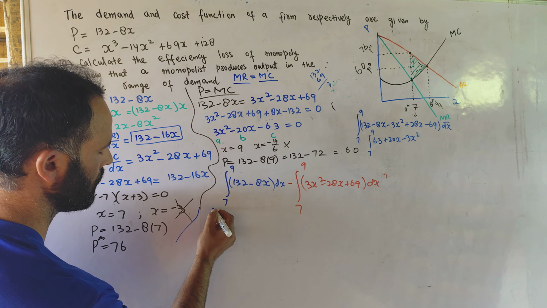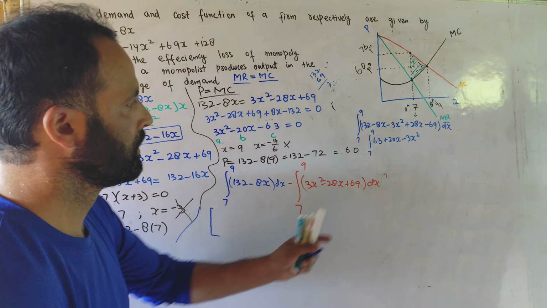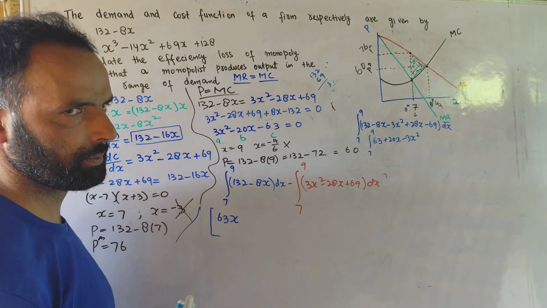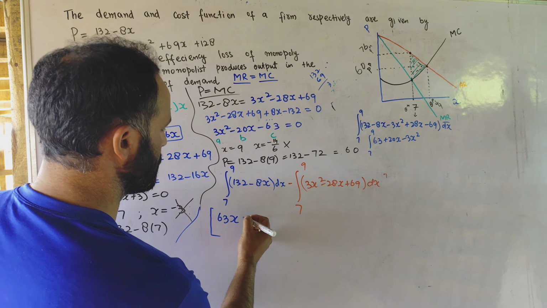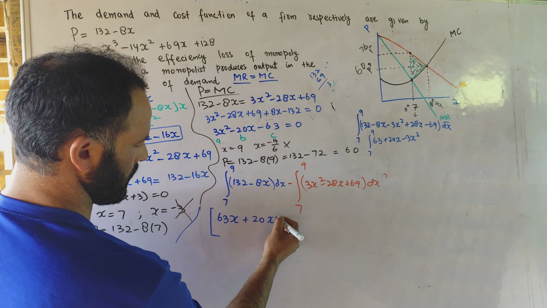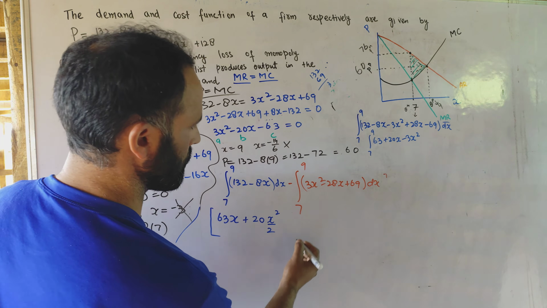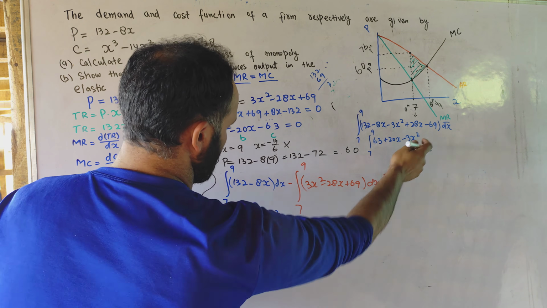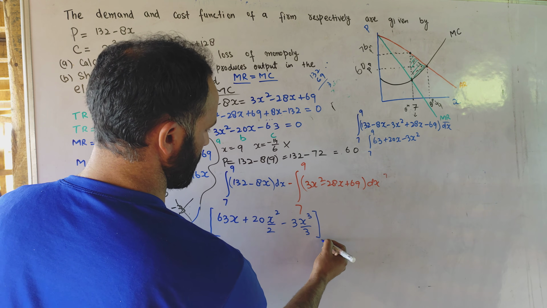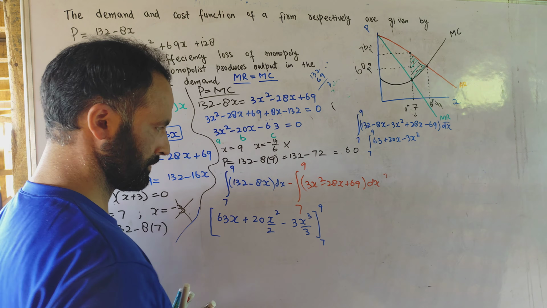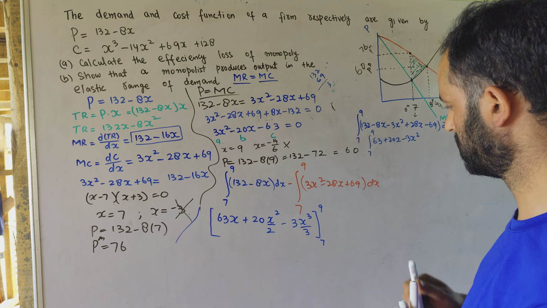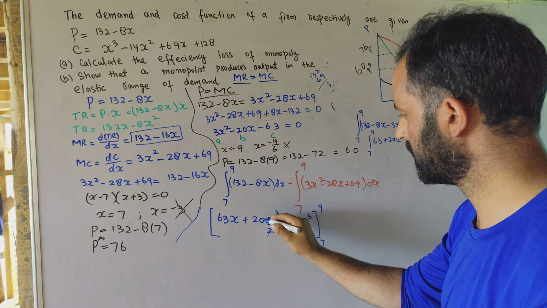So we have the integral of 63, which is 63x, by the power function rule of integration. Then we have plus 20 times the integral of x, which is x squared by 2, minus 3 times the integral of x squared, which is x cubed by 3. And we evaluate from the lower limit to the upper limit. So the 3 gets cancelled, and 2 ones are 2, 10s are 20.